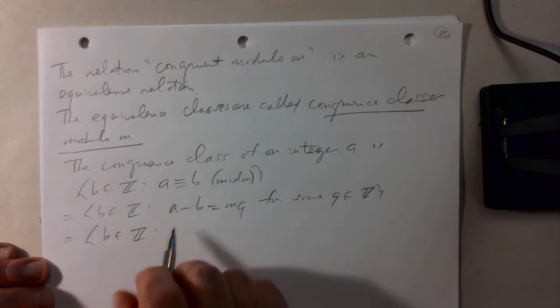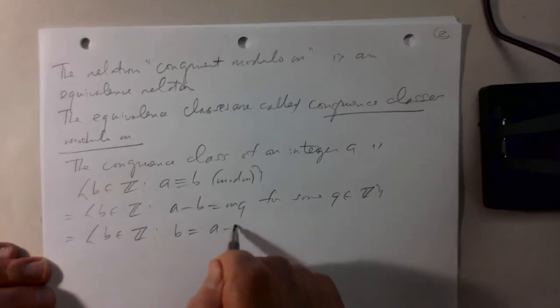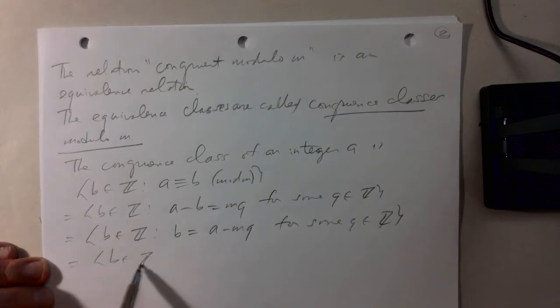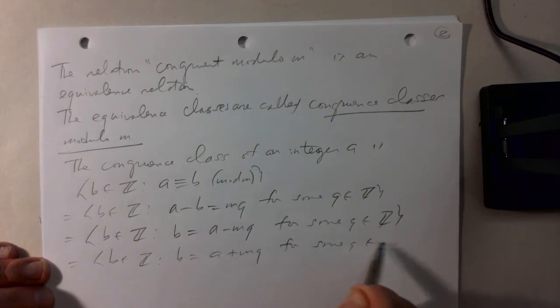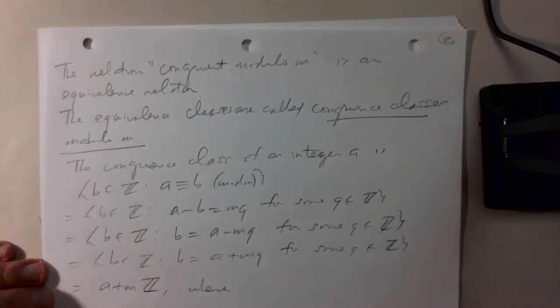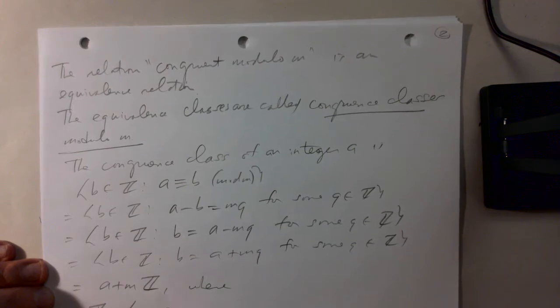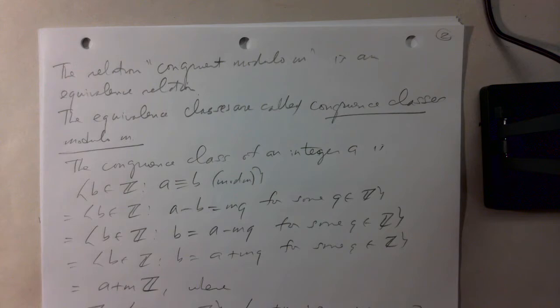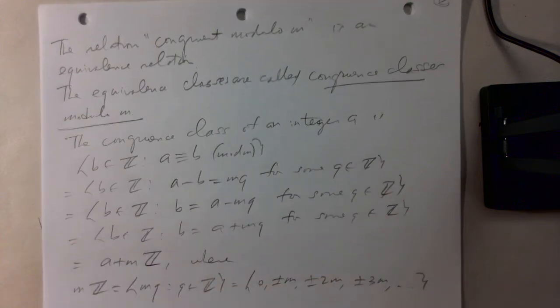let me just rewrite this. This is B equals A minus MQ for some Q in Z, which is all integers B such that B equals A plus MQ, because Q is positive or negative. So we can write this in the following notation, A plus MZ, where MZ is the set of all multiples of M. So that's 0 plus or minus M plus or minus 2M plus or minus 3M and so forth. So this is what a congruence class modulo M looks like.